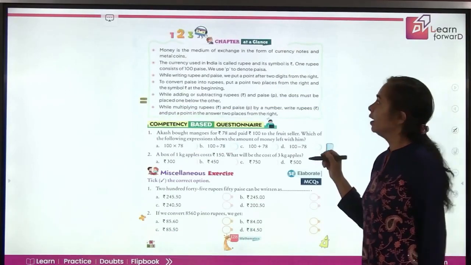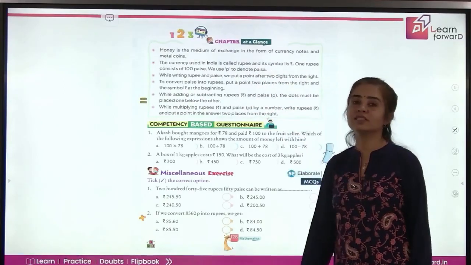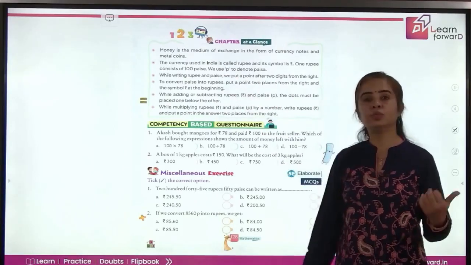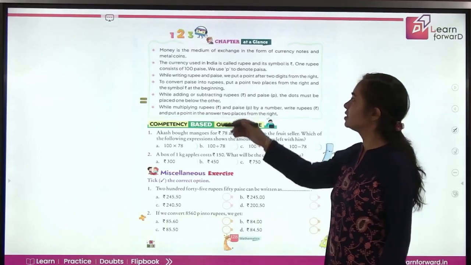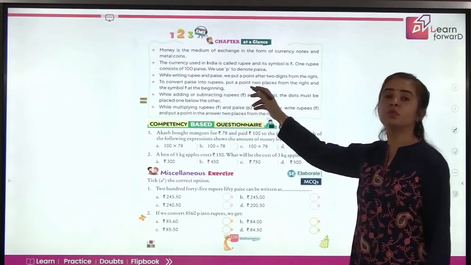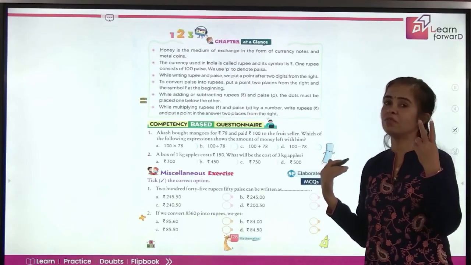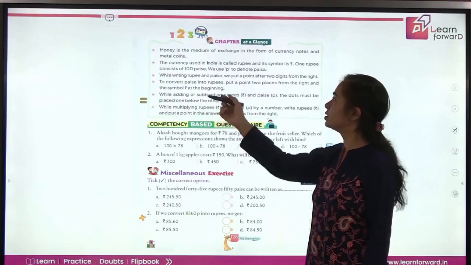Now, chapter at a glance. Money is a medium of exchange in the form of currency, notes and coins. The currency used in India is rupees and paise, and 1 rupee is equal to 100 paise. While writing rupees and paise, we put a point. The numbers after the point show paise, and they always have only 2 digits. And before the point, they are rupees.